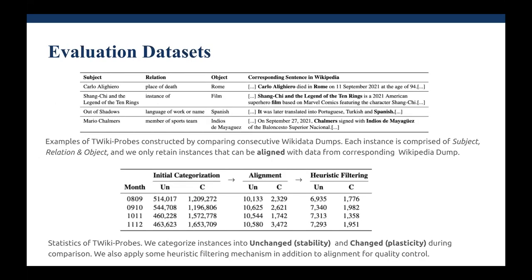For constructing evaluation data, TWiki probes, we compare consecutive dumps of Wikidata just like TWiki diffsets. We format the data into a triple format, as you can see in the table, into subject, relation, and object, and calculate the perplexity for evaluation. And we divide the TWiki probes into two sets, unchanged and changed. Also, we ensure that the evaluation instance is included in the training corpus by an alignment filtering. And after alignment and heuristic filtering, we get the final evaluation data.